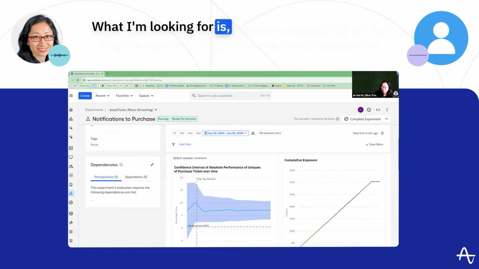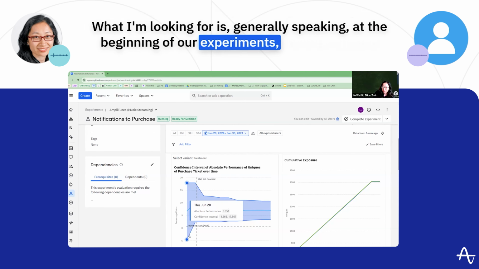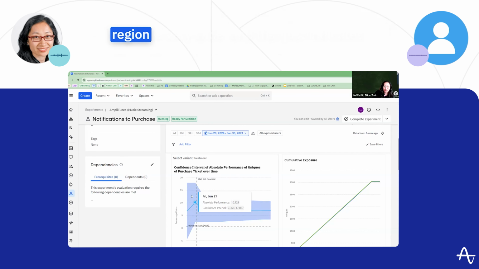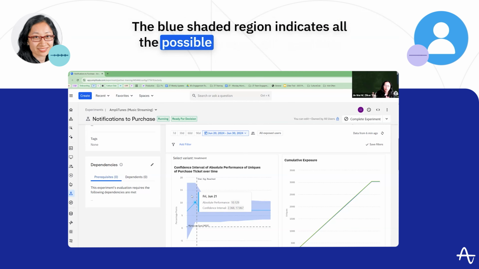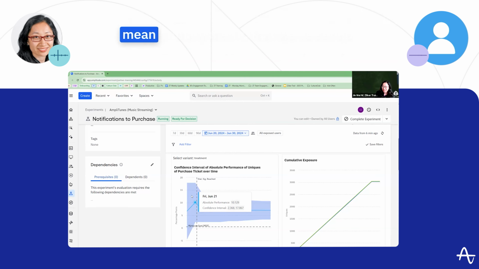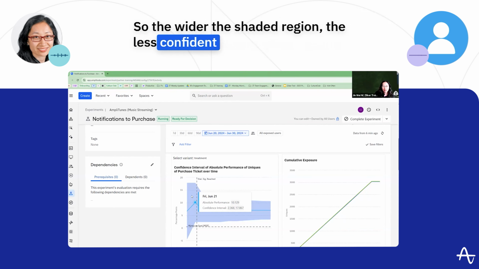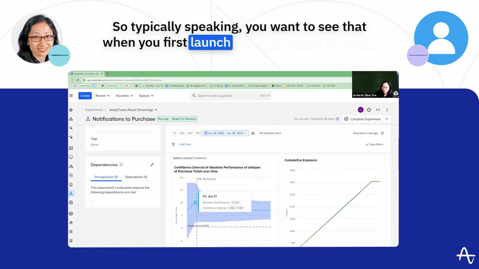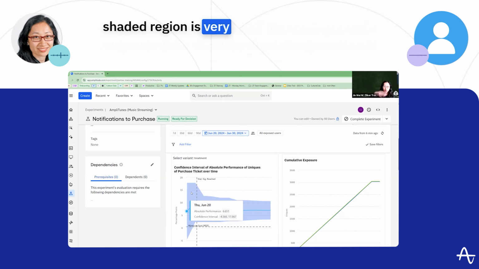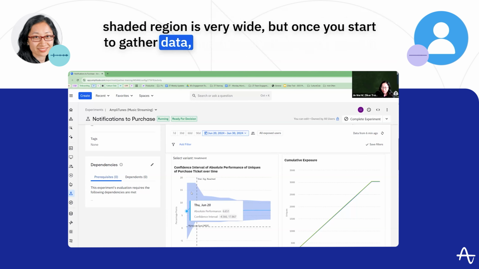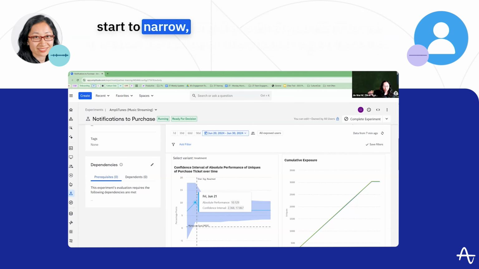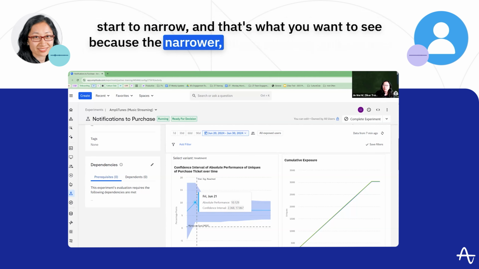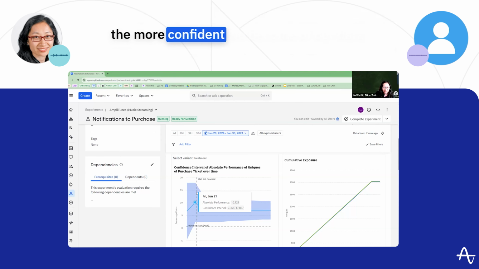What I'm looking for is, generally speaking, at the beginning of our experiments, the blue shaded region is very wide, and that indicates all the possibilities of the mean primary metric that we've set up. So the wider the shaded region, the less confident we are of our results. Typically you want to see that when you first launch an experiment, the blue shaded region is very wide, but once you start to gather data, the blue shaded region should start to narrow.